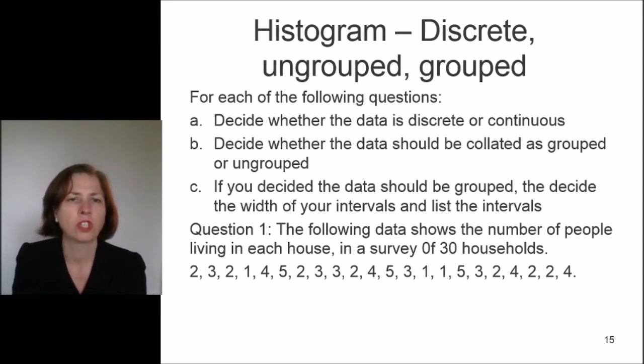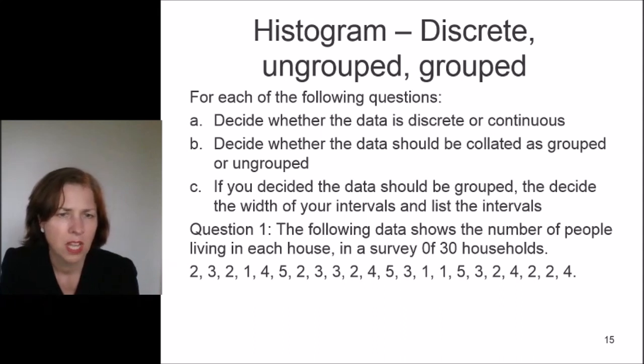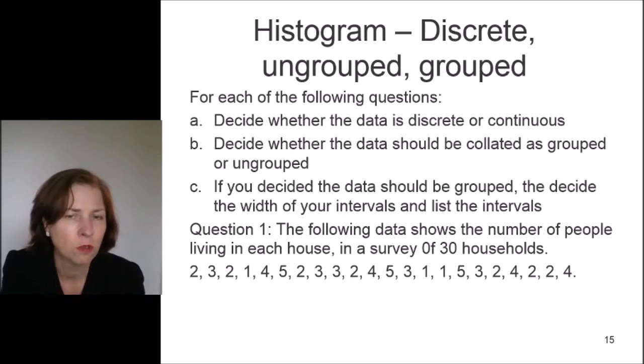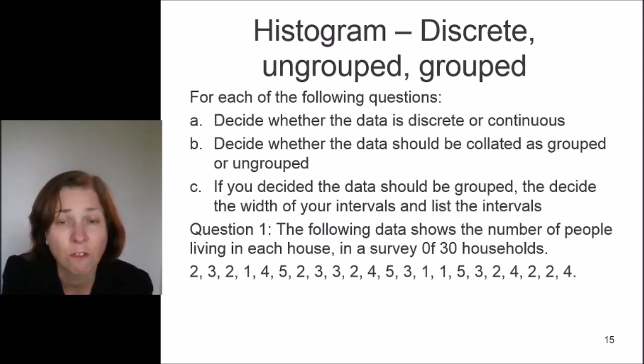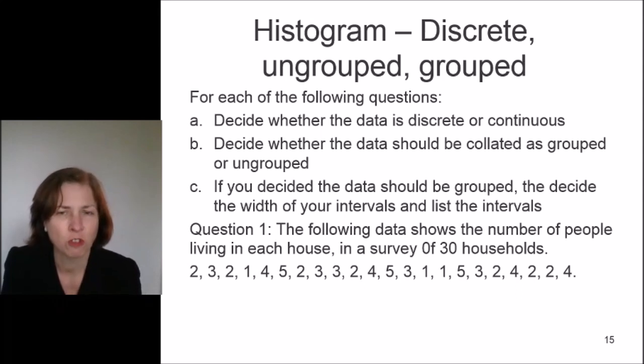Okay, do I want to group this or not? My smallest number that I can see is a 1, and my largest number is a 5. Which means that even if I don't group my numbers, I've still only got 4 groups. I've got the 1s, the 2s, the 3s, the 4s, and the 5s. Sorry, that's 5 groups. I've got 5 groups. So I'm not going to group this data. Therefore, I don't need to go on and do part C.